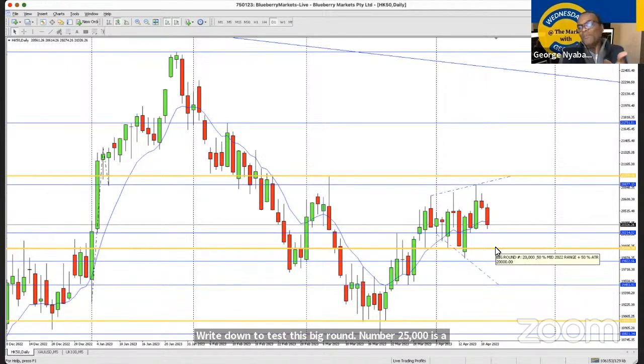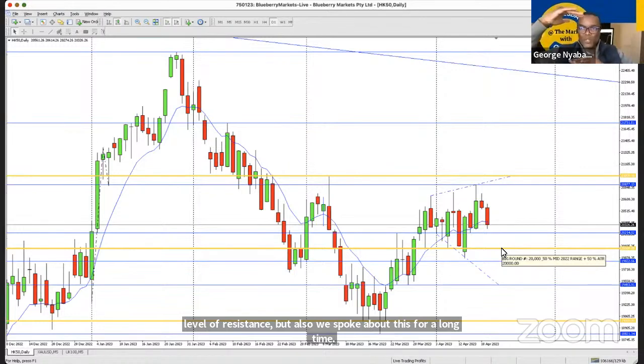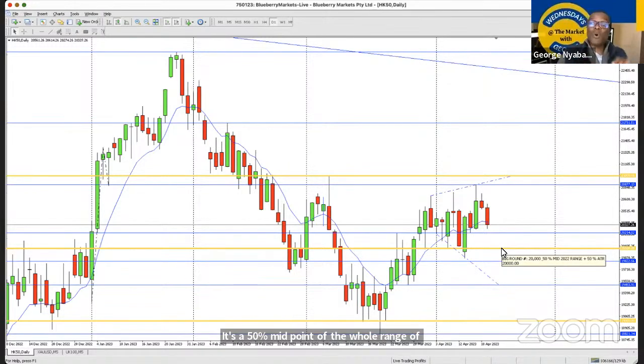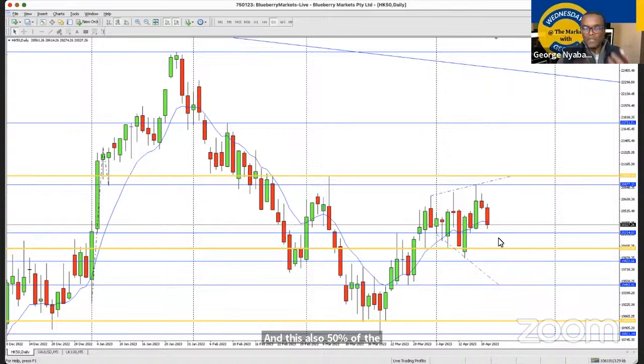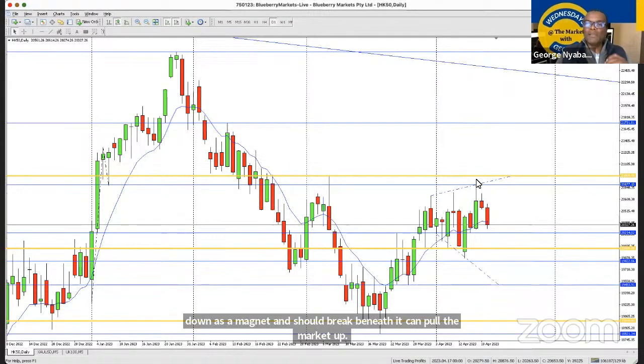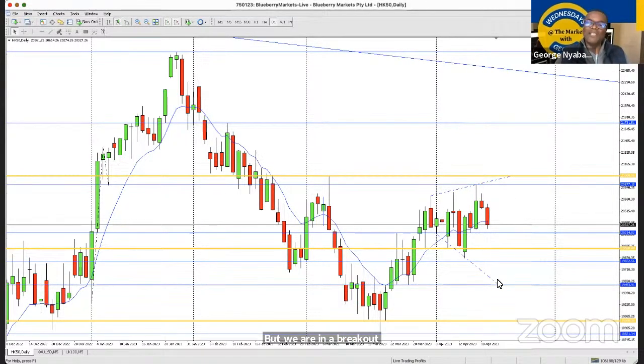Not only is it a round number which can turn out to be a level of support, in this case, or if we're down here, a level of resistance, but also we've spoken about this for a long time. It's a 50% midpoint of the whole range of 2022, the high and the low. And it's also 50% of the all-time range. So everyone is watching that particular level. It can draw the market down as a magnet, and if you break beneath it, it can pull the market up. But we are in a breakout mode. The bears, of course, want to sell all the way down here, and then the bulls, when you get down here, want the market to accelerate up.